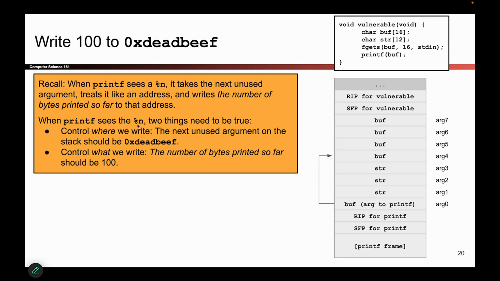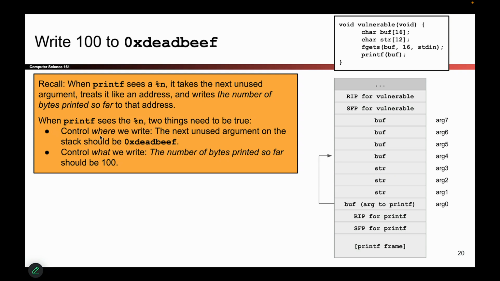When %n appears in the printf output, the next unused argument should be this address, because what will printf do? Printf sees the %n, and it thinks, oh, it's a %n. I better go on the stack, take the next unused argument, and use that as an address and go to that address and write stuff. So when the %n occurs, whatever argument is the next unused one, it might be arg4, it might be arg6, it might be arg7. Whichever one it is, I need to make sure that the value dead beef is sitting there in memory so that the %n sees the value dead beef, goes to that address, and attempts to write there. So that's one thing that has to be true.